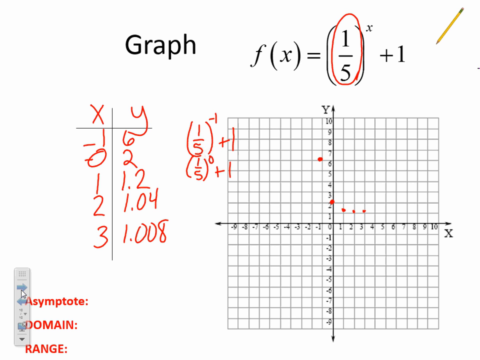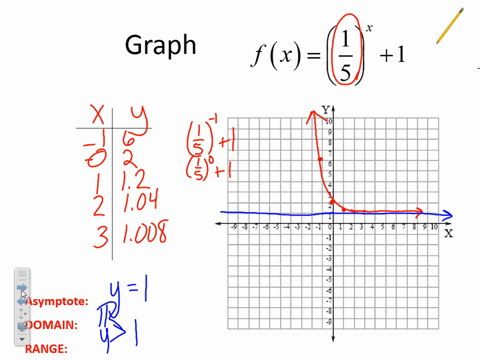Now notice, this time with decay, it started out high on the left-hand side and is ever shrinking, really, really small, and leveling out over here. Where's the asymptote? Right here. That graph is getting really, really close, approaching y equals 1. So my asymptote is at y equals 1. My domain: what x values could I plug in? Anything I want. And my range, again, I'm staying above that asymptote, so my range values are y is greater than 1.